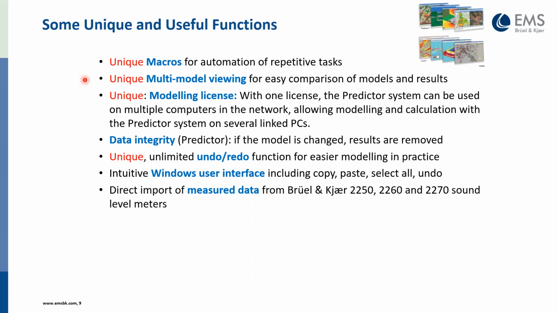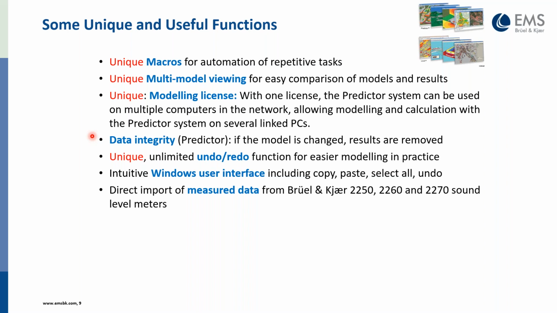Data integrity is an important aspect. An example of that is in Predictor, if the model has changed, then we remove calculated results. That ensures that you don't get a mismatch between the results you see on the screen and the data that you can see that you've inputted. Another unique function is the unlimited undo and redo function, which makes modeling in practice much easier. If you think you've made a mistake, you can go back and check it. Or if you have made a mistake, you can go back to the point at which you made it and then continue.